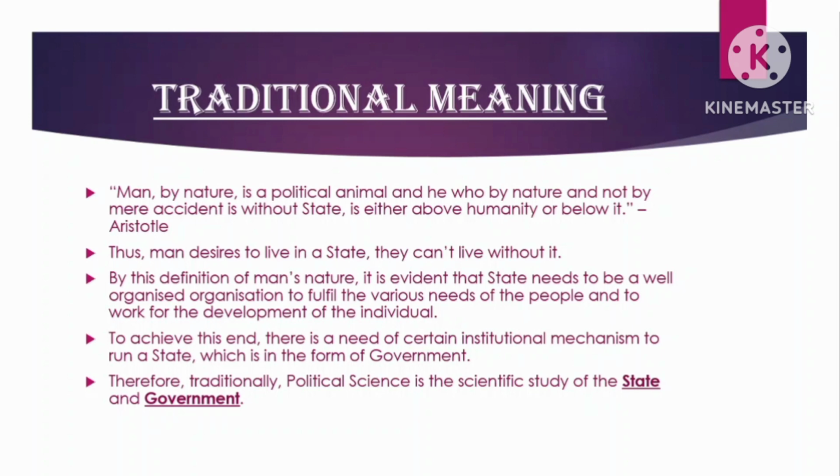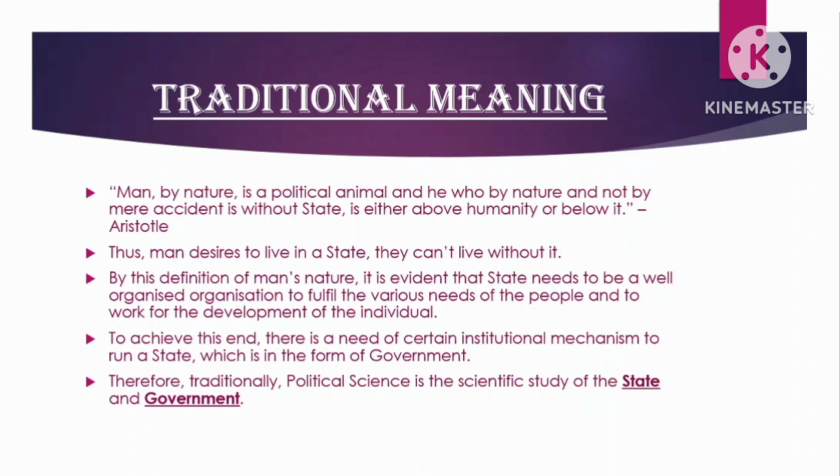Aristotle said that man by nature is a political animal, and he who by nature and not by mere accident is without state is either above humanity or below it. By this definition, Aristotle is trying to underline the importance of the state in the individual's life. Why is a state important? He says that man from his birth always desires to live in an association. And the state is the best form of association, the highest form of association. So man, by the nature of the individual, desires to live in a state.